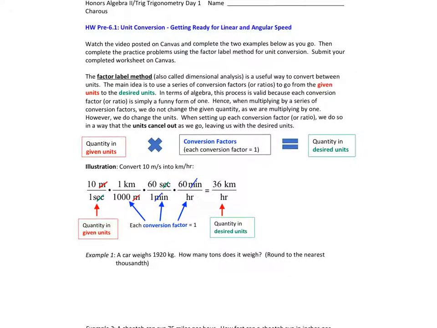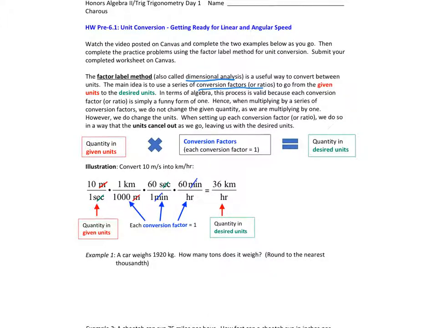In this video, we're going to go through a process to do unit conversion. In chemistry, sometimes this is called the factor label method or dimensional analysis. And essentially, it's a way to use a series of conversion factors or ratios to go from the given units, say miles per hour, to the desired units, maybe they're in feet per second or something like that.